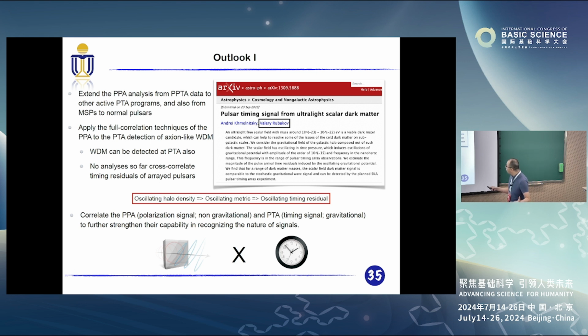For the PTA detection, that is essentially gravitational, but for the PPA detection, that is non-gravitational. So in this sense, they may form a nice complementarity in detecting astrophysics or fundamental physics.